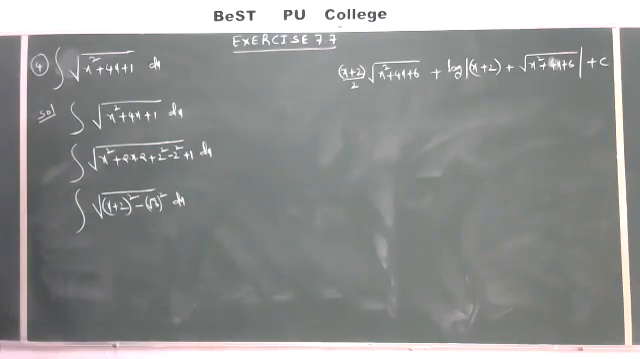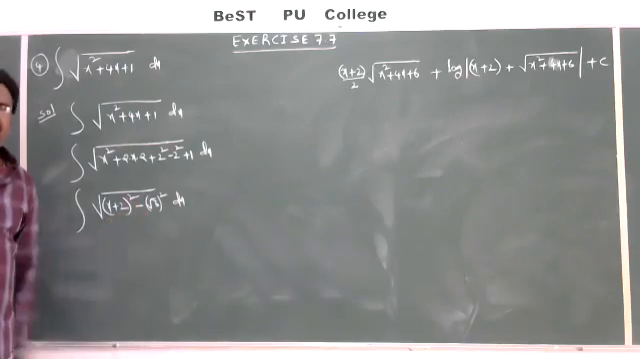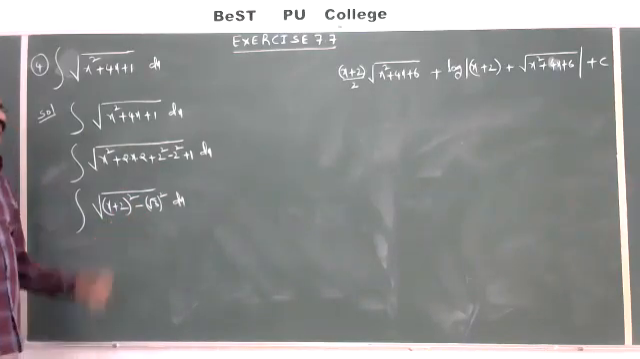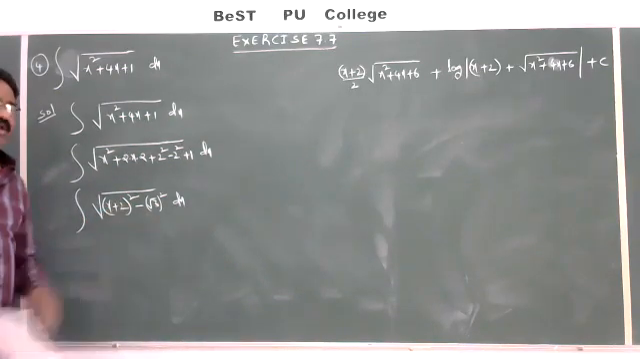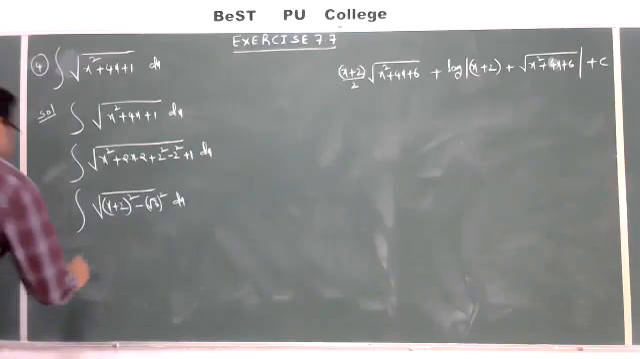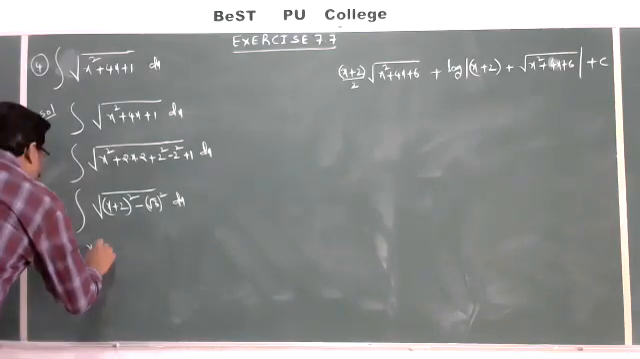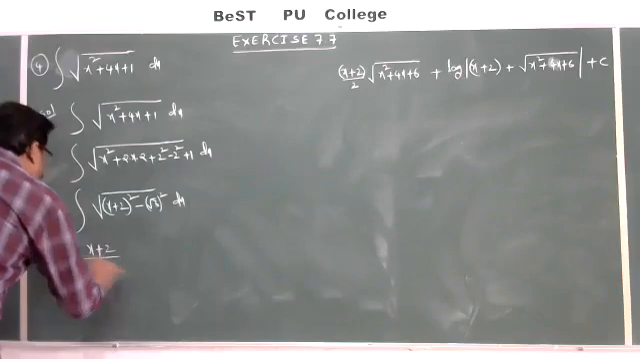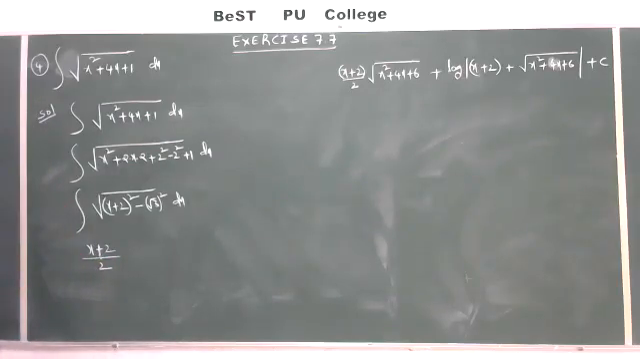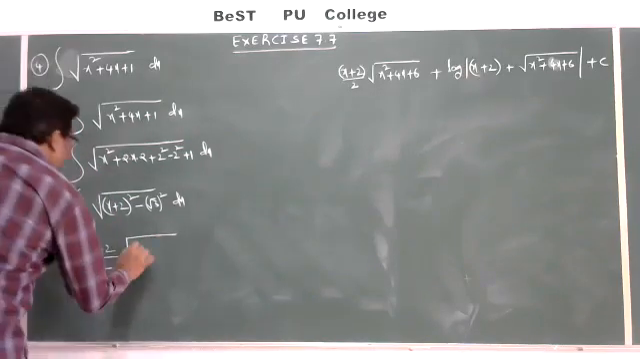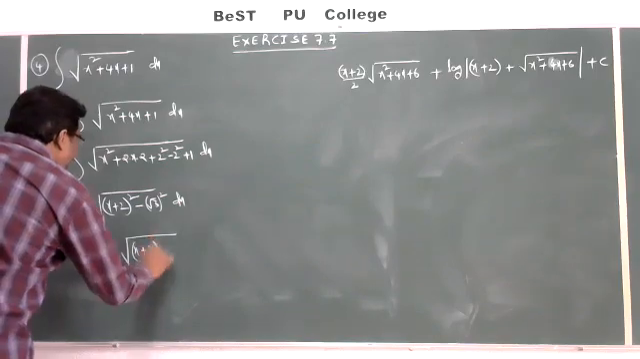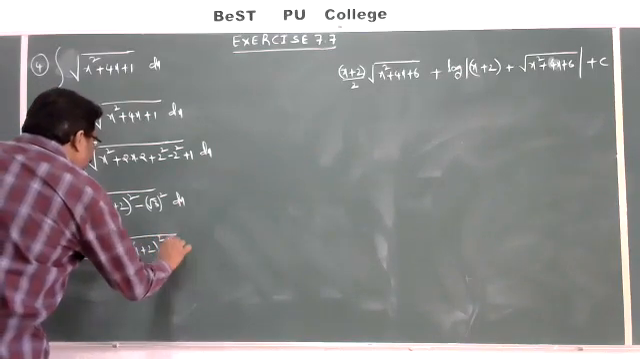This is in the form of root of x square minus a square. So here x is x plus 2. You remember the formula, that is x by 2, x plus 2 by 2 into root of x square minus a square, that is x plus 2 whole square minus root 3 whole square.